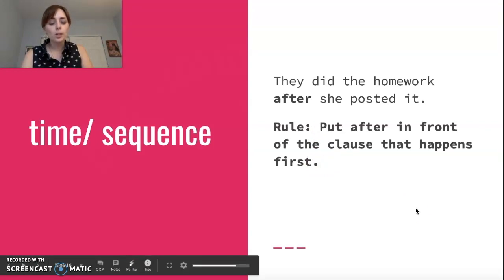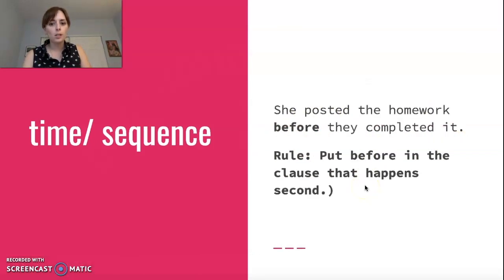So let's look at an example. They did the homework after she posted it. So we know one of these things comes first. What did happen first? Well, it makes sense that she posted it, they did it after. So we have to use the word after in front, let's just read this here. Put after in front of the clause that happens first. So after she posted it.